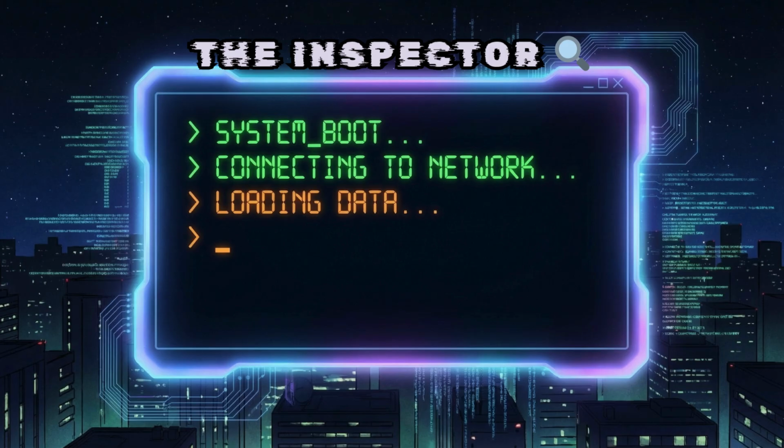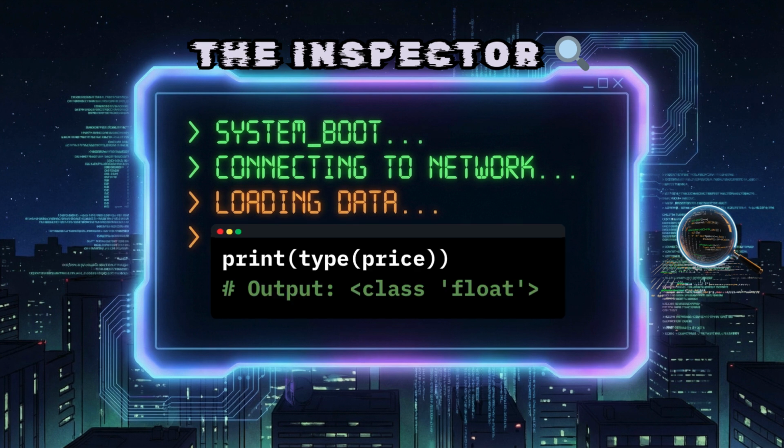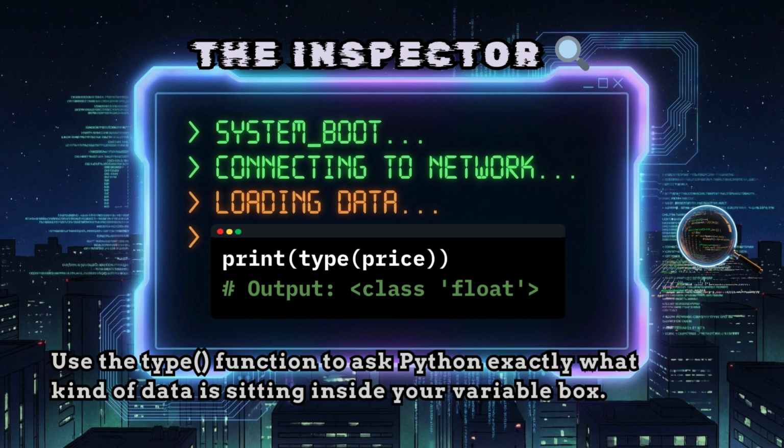Step 5 is the inspector. Sometimes you don't know what's inside the box. If you run print type price, Python will scan the variable and return class float. Use the type function whenever you're debugging to verify exactly what kind of data you're working with.